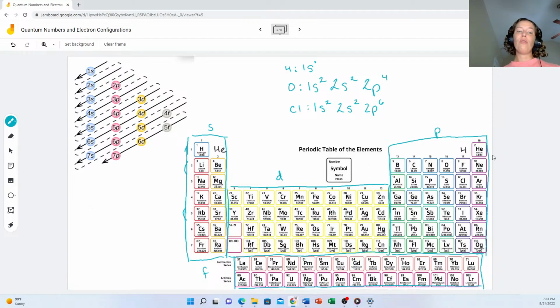So now I'm going to go to the third row. So now I'm in the third row. I am back in the s block. How many electrons? 1, 2. And then I'm done with my s block. I have to go across my big gap here, go across to aluminum, but now I'm in my 3p's. How many electrons? I just need to count all the way over to chlorine. So that's 1, 2, 3, 4, 5.